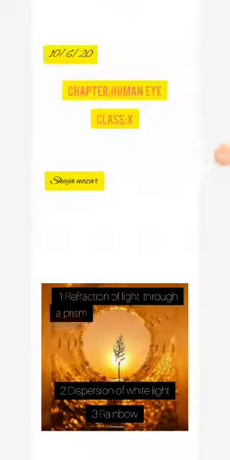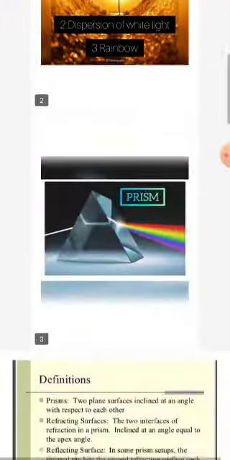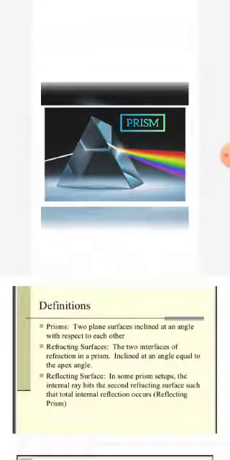Human eye. Today's topic: refraction through a prism, dispersion of white light, and rainbow formation. In this picture, you can see a prism made of glass showing rainbow colors. It means when white light enters a prism, it splits into different colors, the beautiful spectrum.